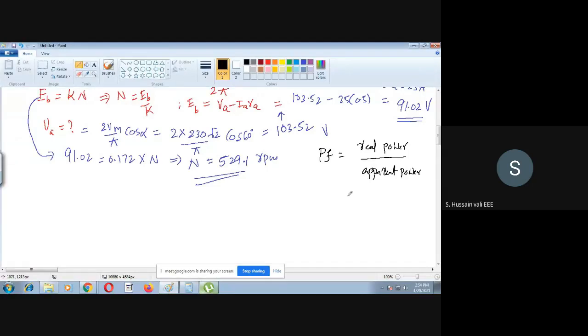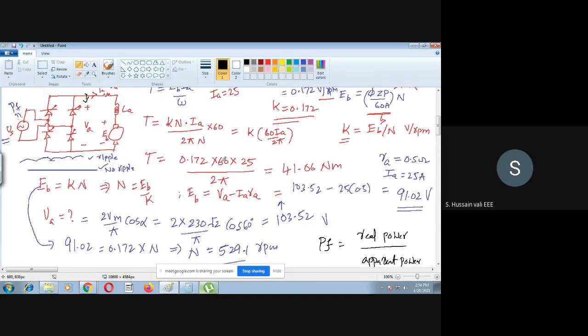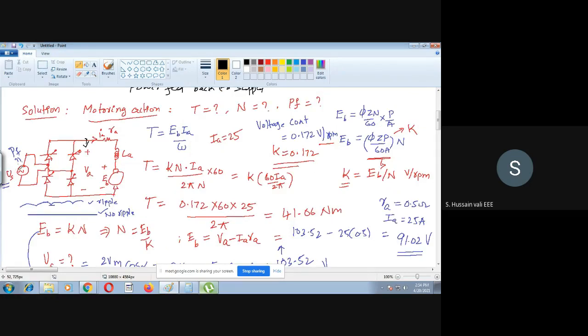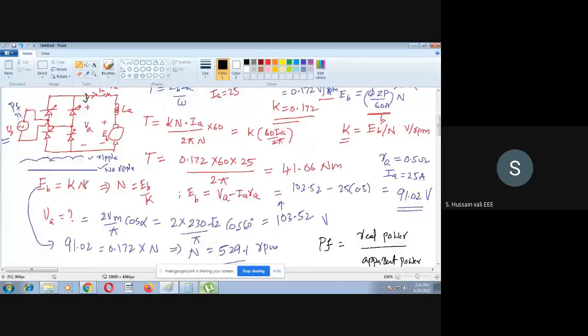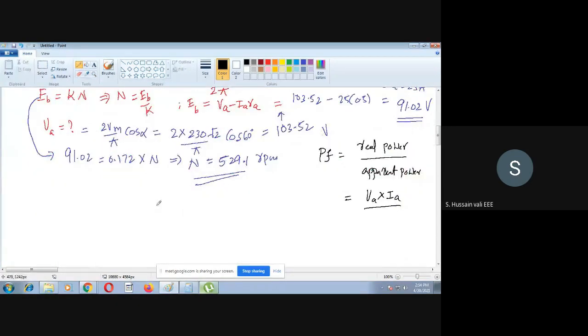The output of your converter is DC. So the output voltage is VA and the output current is IA. This you will find out, divided by the apparent power. So what is the apparent power here? Apparent power means the supply VRMS into IRMS at the supply side, that is VS into IS. Both are RMS values. If you do this division, then you will get the power factor.